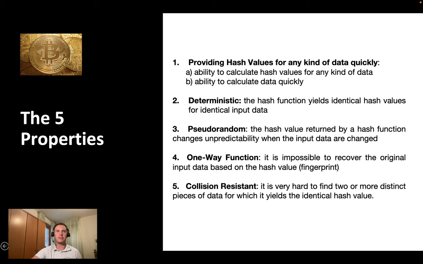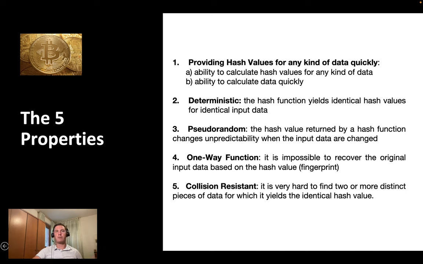The third property is pseudorandom, and being pseudorandom means that the hash value returned by the hash function changes unpredictably when the input data are changed. So even if the input data were changed only a little bit, the resulting hash value will differ unpredictably. So if you change just one letter, the change between the two hash values is very big, for two words that differ only by one digit.